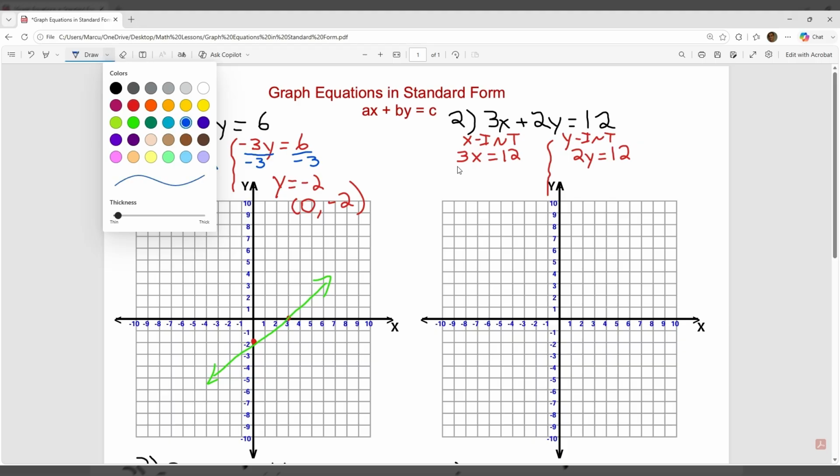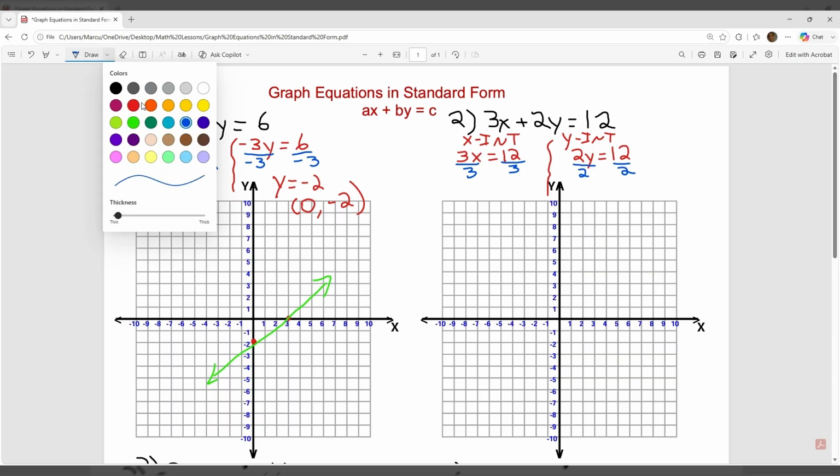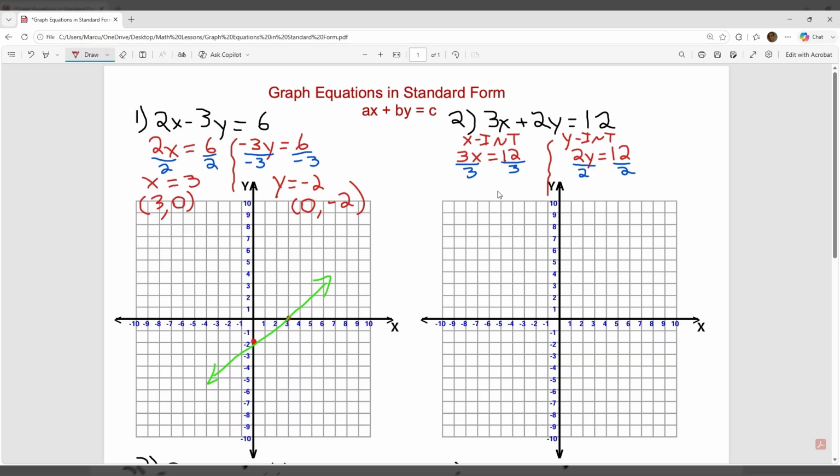So for the x here, you're going to divide both sides by 3. And for the y, you're going to divide both sides by 2. So by doing that, we get 12 divided by 3, which is 4. So your x is equal to 4. And your y is equal to 6 because 12 divided by 2 is 6.